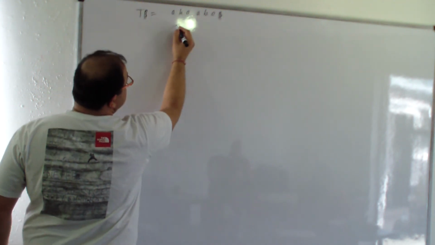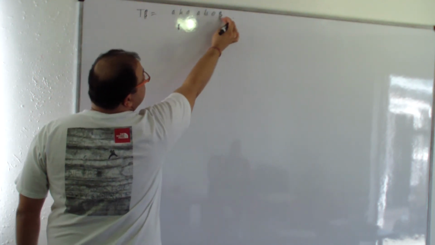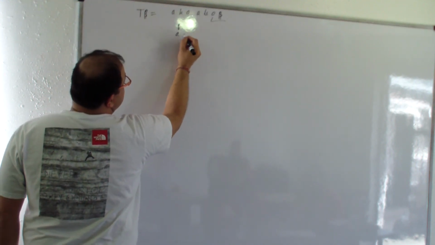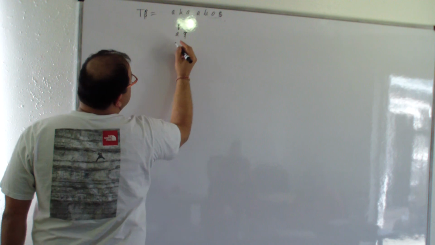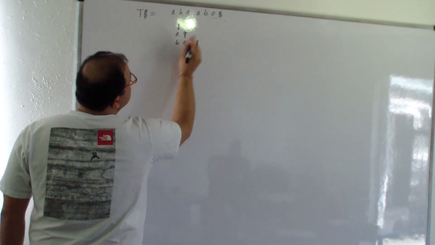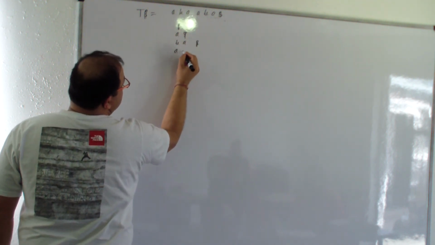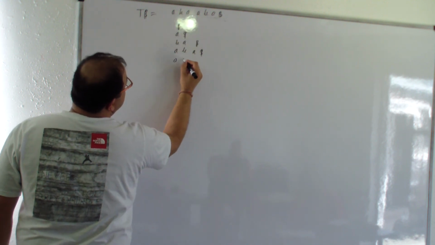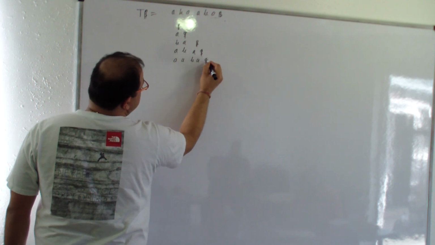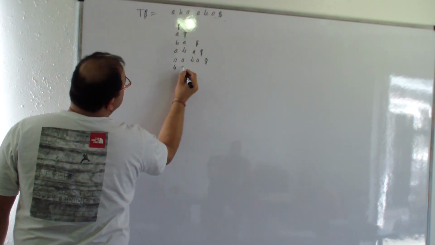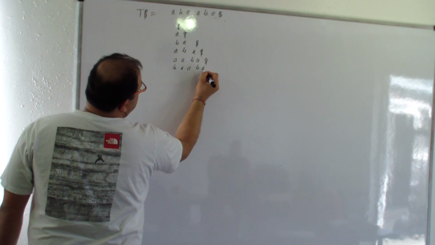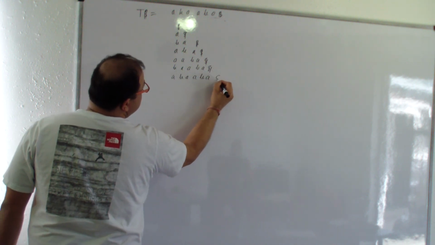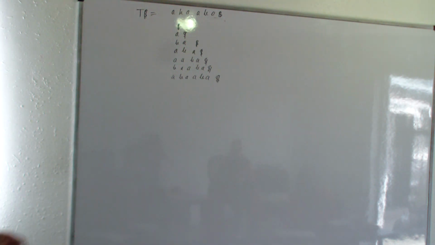So the substrings of this are, one is dollar. Let's start from the end. One is dollar. Second is A dollar. Third is BA dollar. Fourth is ABA dollar. Fifth is AABA dollar. Then BAABA dollar, and ABAABA dollar. We all agree that, we understand that.